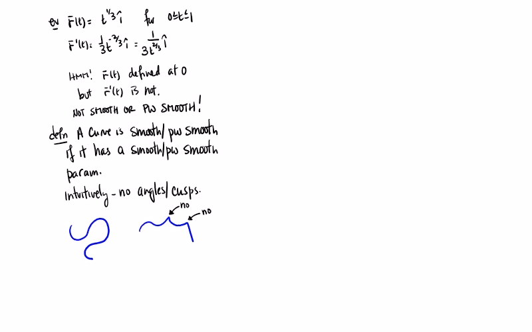Now let's just be clear, right? The one on the left, this is smooth. The one on the right, this is piecewise smooth because I can snap it into 3 pieces in which it's smooth, right? All 3 of those.